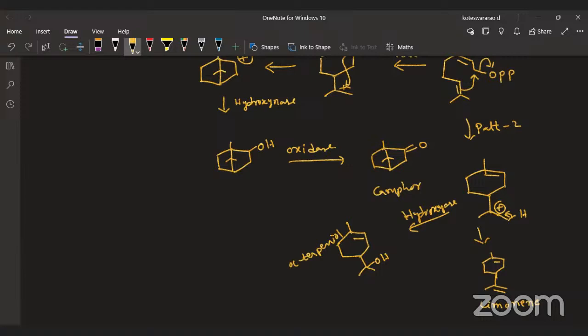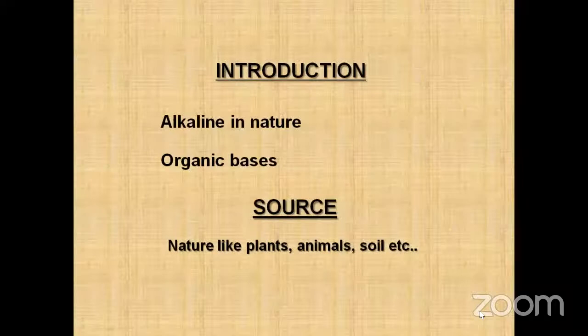Now coming to alkaloids. Can I stop the share of this note file? OneNote. Yeah, I'm entering into the presentation. Now coming to alkaloids.